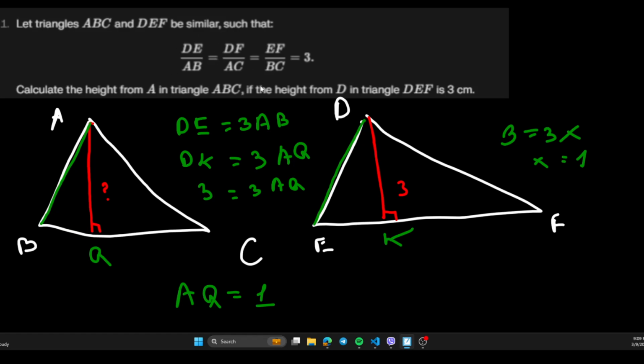This tells you that the triangle DEF is 3 times larger, bigger in scale, than the triangle ABC. It's like what you do in school, scaling up and scaling down, right? That's kind of the same logic here.